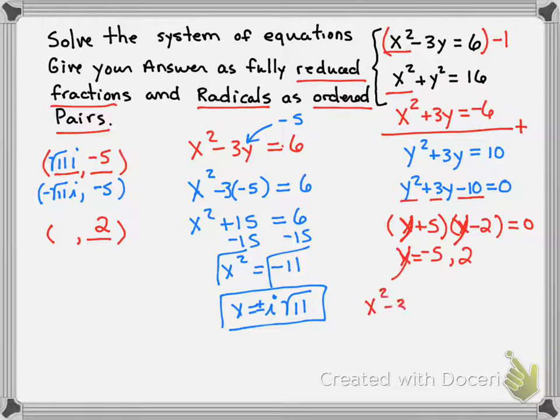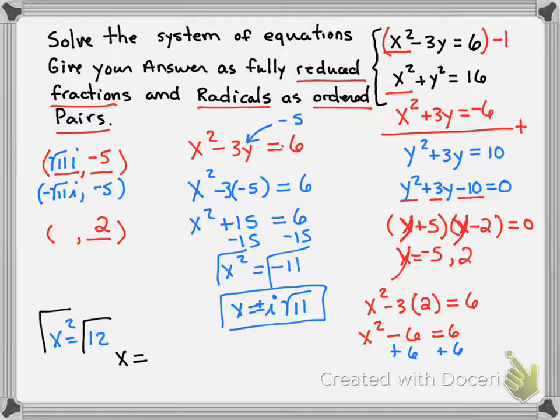X squared minus 3 times y, which was 2, equals 6. Well, now we have x squared minus 6 equals 6, adding 6 on both sides. X squared equals 12. When I take the square root, I'm going to have x equals plus or minus the square root of 12, but they said fully reduced radicals, so I got to reduce this radical.